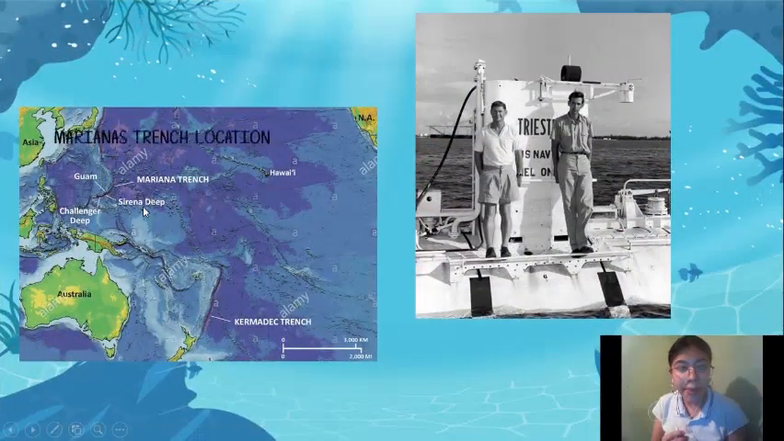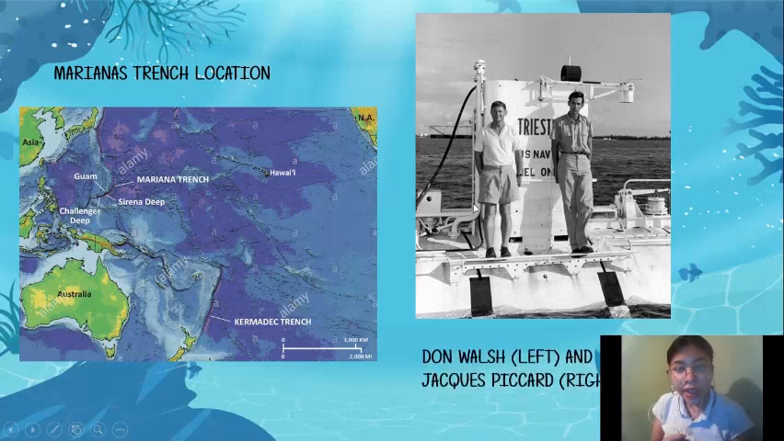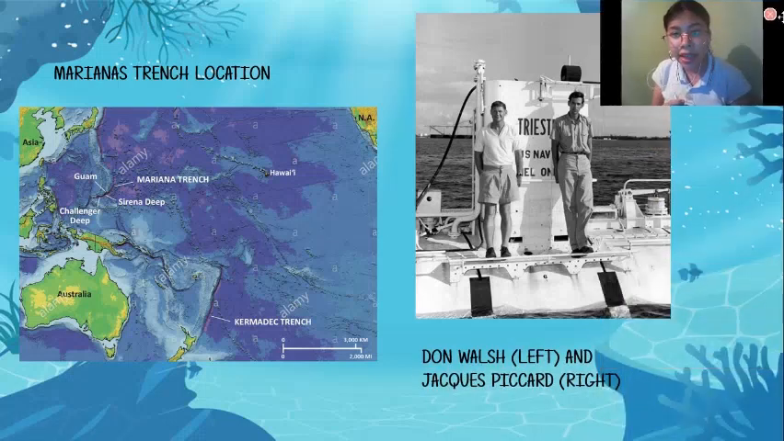Here we have a picture of the Marianas Trench location, which is here in the Pacific Ocean near Asia, between Asia and Australia. And here we have a picture of John Walsh, which is here, and Jacques Piccard here. They were the first people to explore the deep sea, the Marianas Trench.